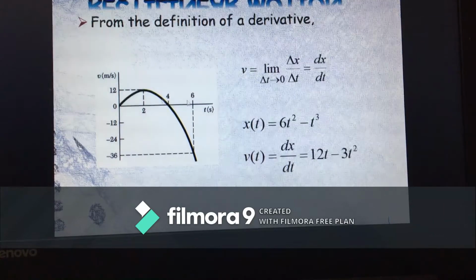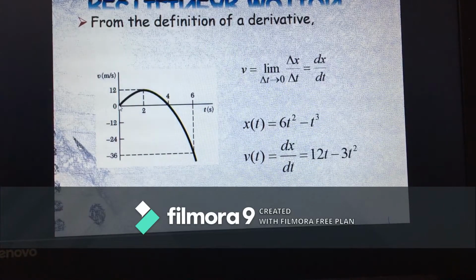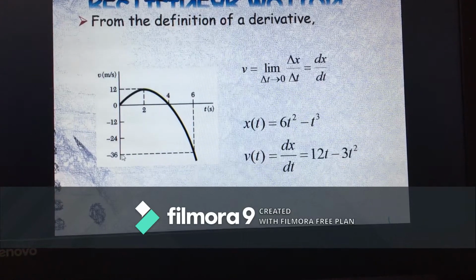So, when t is equal to 0, we have the velocity 0. When t is equal to 2, ang velocity natin is 12. When t is equal to 4, substitute natin dito. So, 0. When t is equal to 6, substitute natin dito. So, we got the minus 36. Okay?